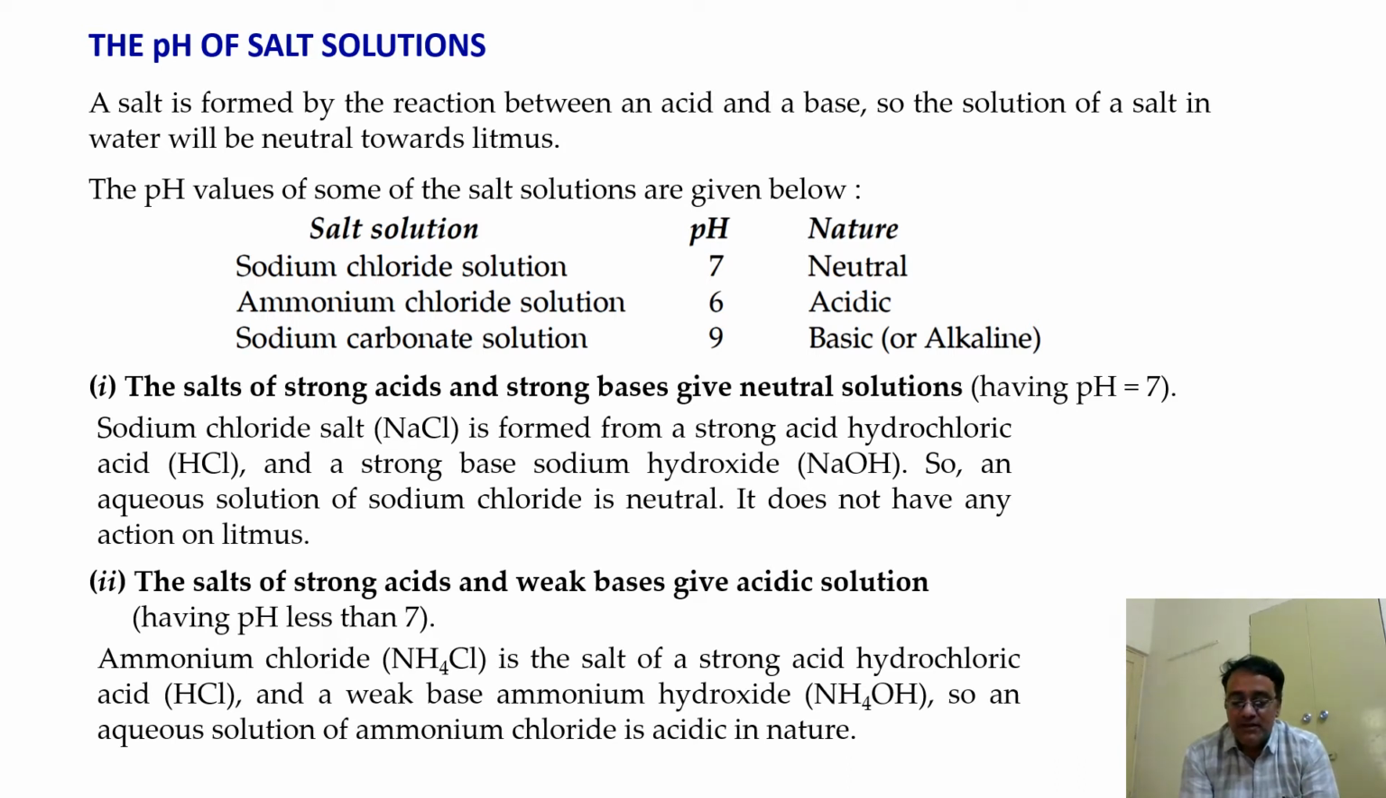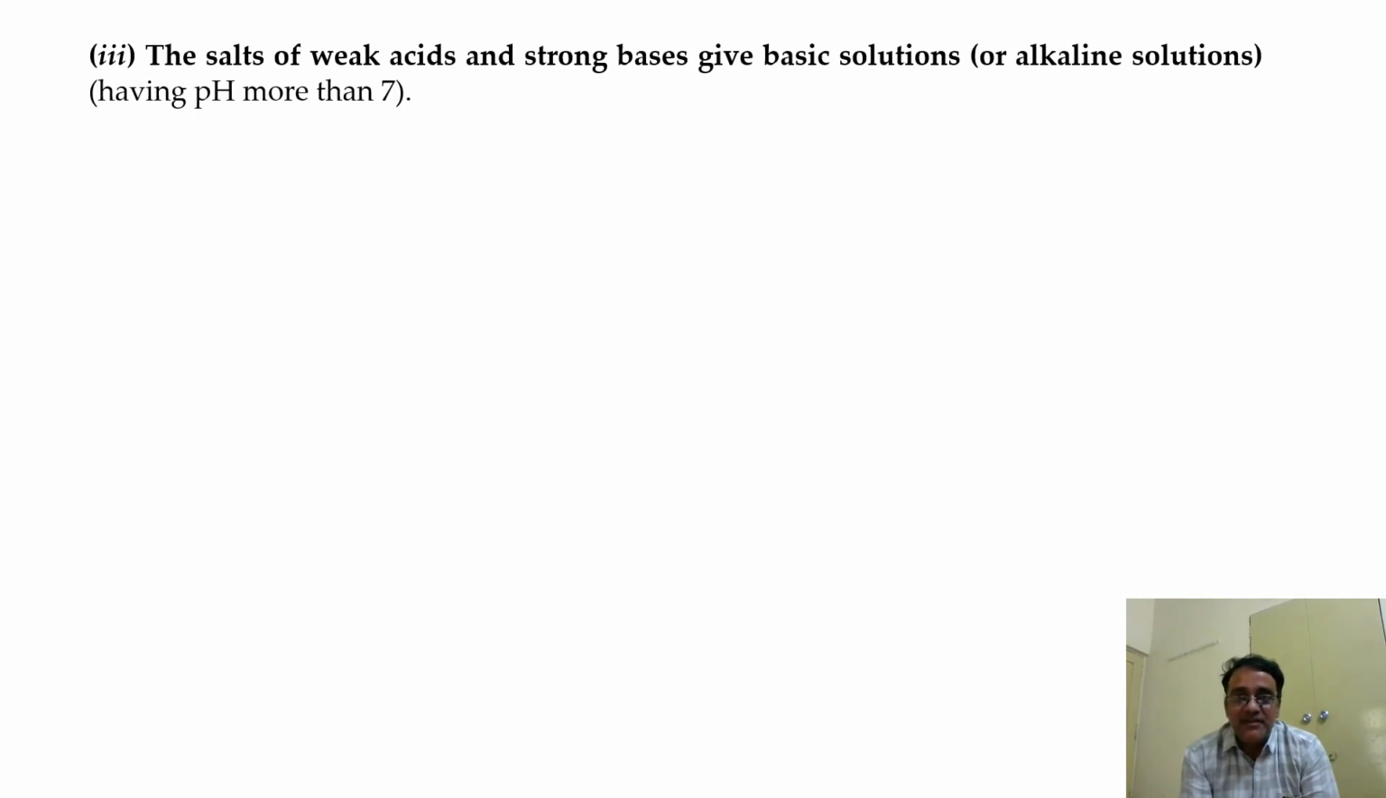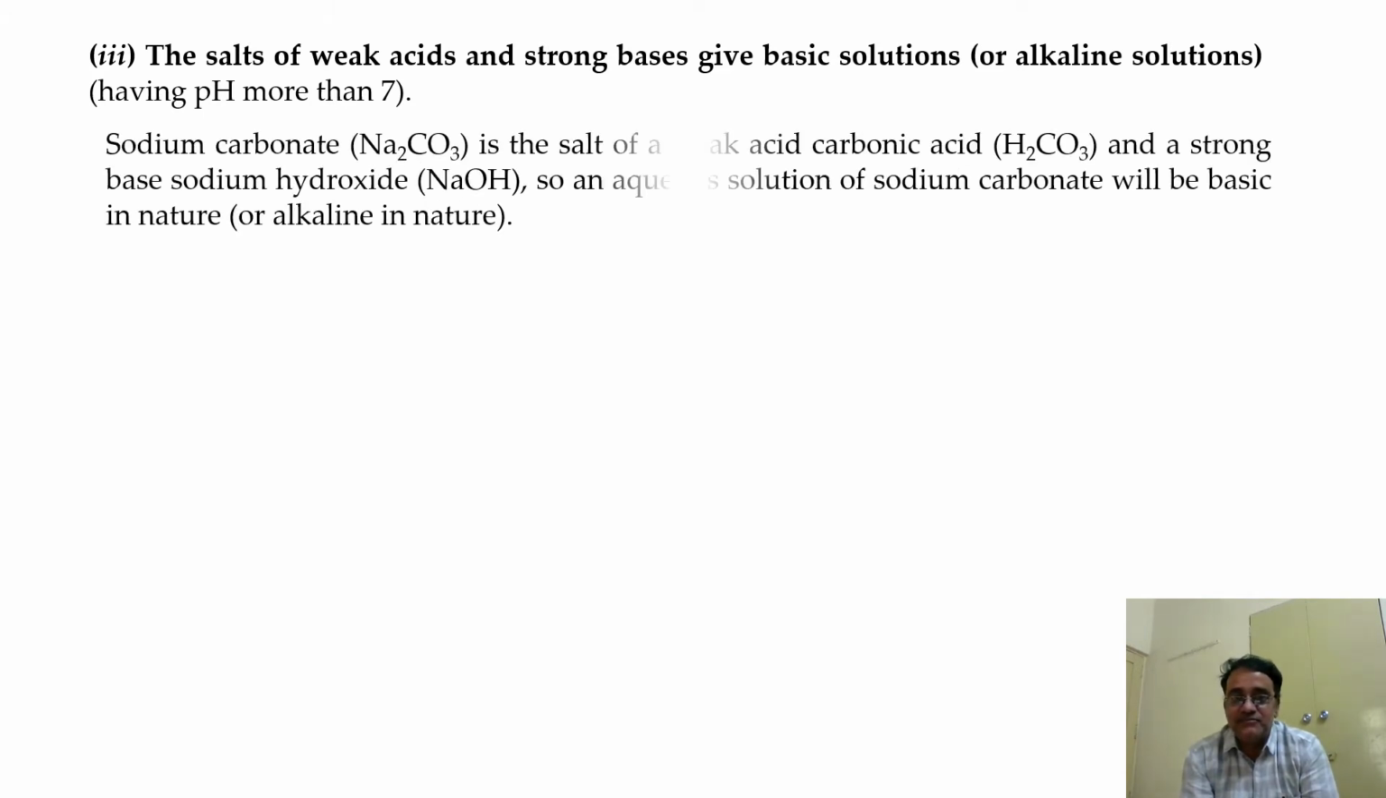Okay, now the third one is that if a weak acid and a strong base react, then we get a basic solution, that is, the value of pH is more than 7. Take an example of sodium carbonate. Sodium carbonate is the salt of a weak acid, that is carbonic acid. It is formed by the reaction of carbonic acid, which is weak, and a strong base, that is sodium hydroxide. So the aqueous solution of sodium carbonate will be basic in nature.